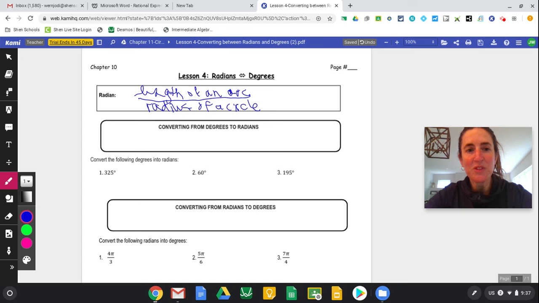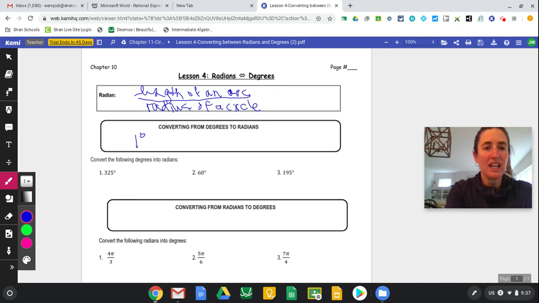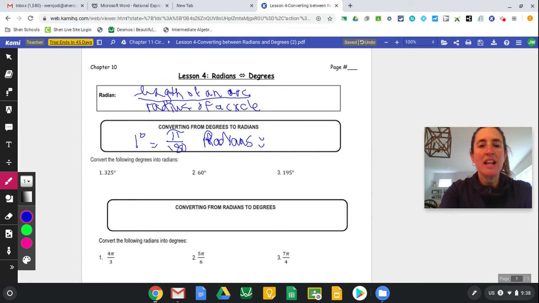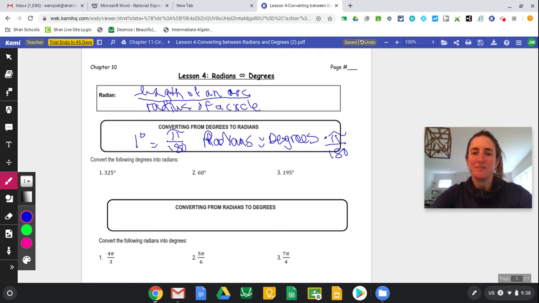So if we wanted to convert from degrees to radians, the process is super fun. 1 degree is equal to pi over 180. So if I want to put something into radians, I take my number of degrees and multiply it by pi over 180.